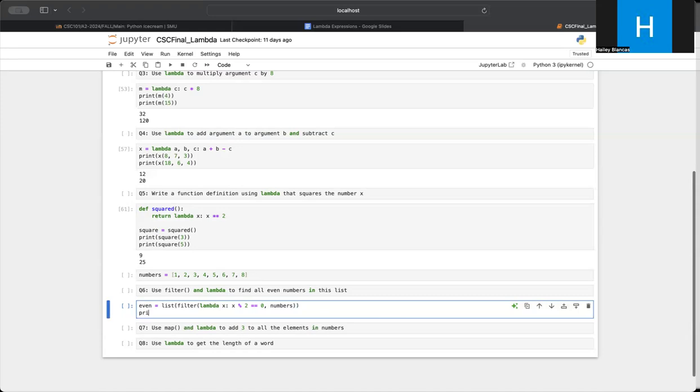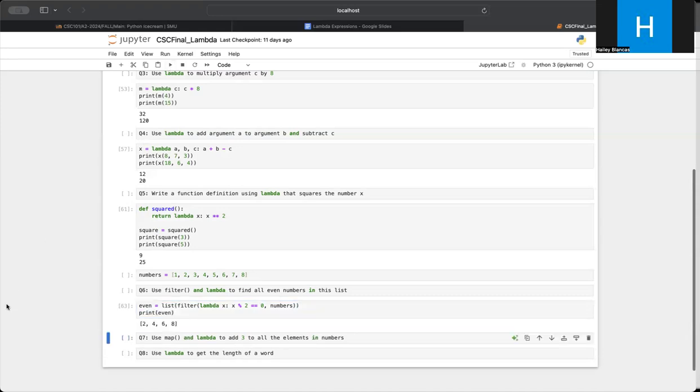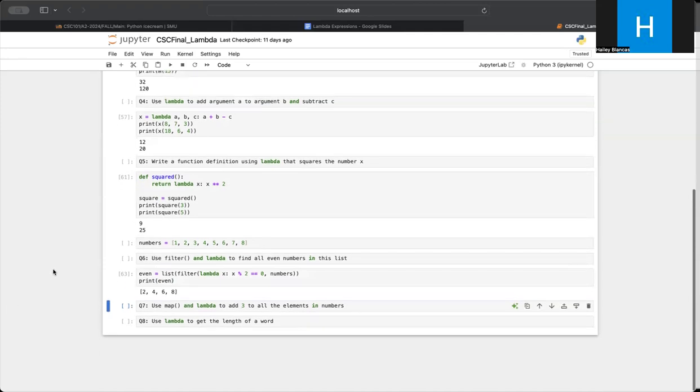Let's print our list. The numbers in the list even are 2, 4, 6, and 8. These are all even numbers, and they are all originally from the list numbers, so we know this function ran correctly.